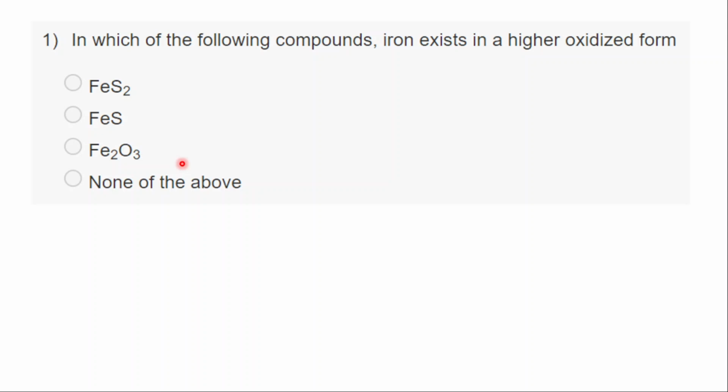Meanwhile, all the new joinees, please mute your mics and turn off your video chats. All communication with me will be via the chat box for the smoother conduction of this session. And we are going through practice problem set 5 corresponding to lectures of week 5. And this is the first question that we have come across. In which of the following compounds does iron exist in a higher oxidized form?